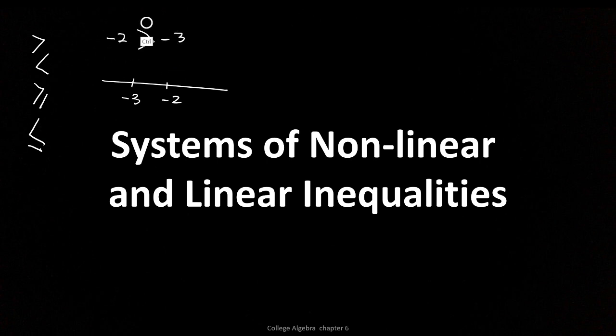So this statement here means that negative 3 is to the left of negative 2, and this is a true statement. Now if I put negative 3 on this side and negative 2 on this side, that would mean that negative 3 is to the right of negative 2 on the number line, which is not true. So this is false, right?